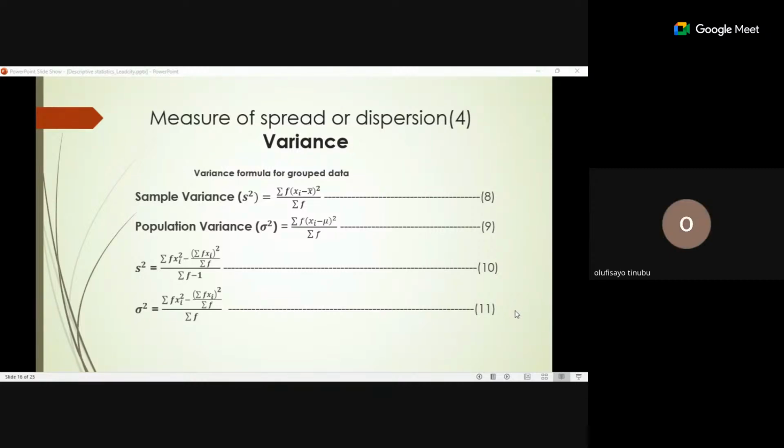Olufisayo Tinubu, you can go ahead with your question, please. Thank you, sir. That was what I wanted to ask. We are also going to do it for the variance, just like you taught us earlier in getting the mean, median, mode. What I want to add is that we still need to create a column.